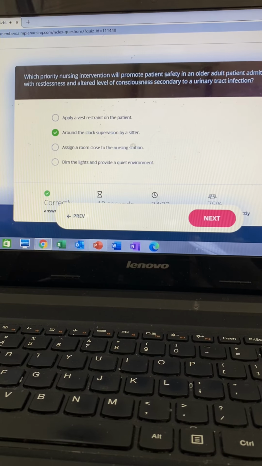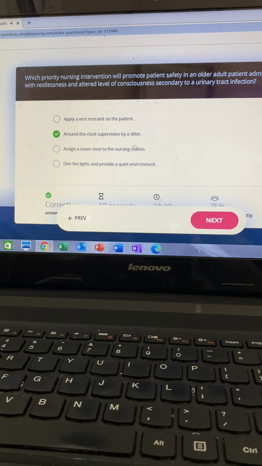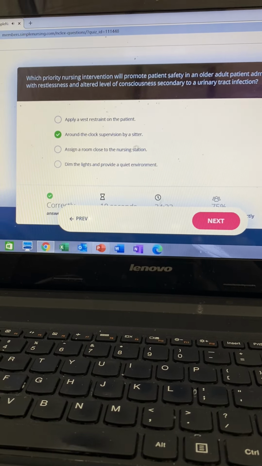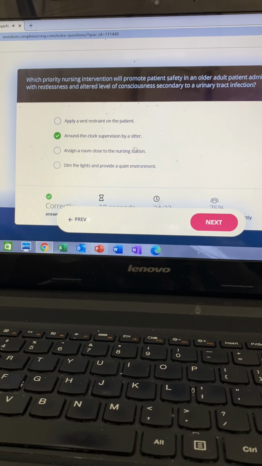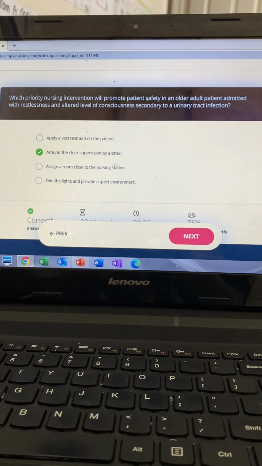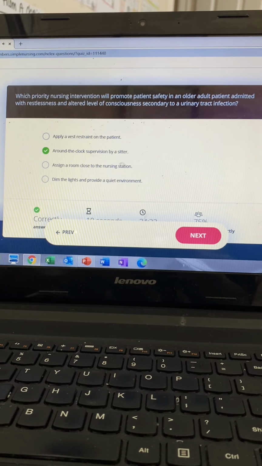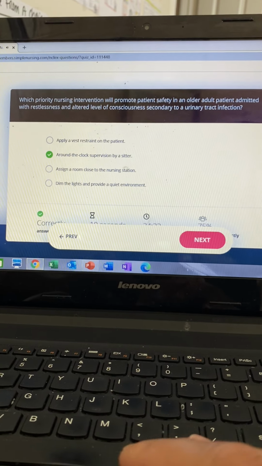Guys, it's good to stay close to the nursing station, but we can't keep an eye on that patient at all times. And option 4, incorrect. Dim lights, guys, that's a big safety risk. If the patient can't see well, then the patient could accidentally fall.